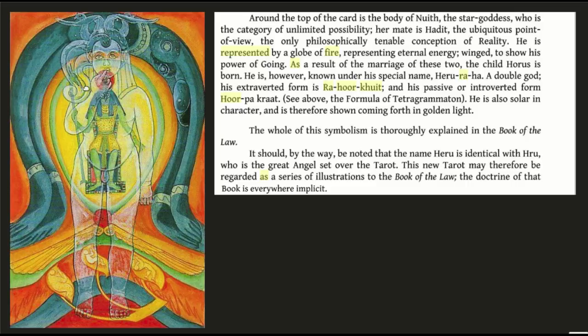So that is the symbolism of the card. And what's important here for what we're going to look at is we have Nuit as the sky god and Hadit as the masculine principle that's going to come, her mate, and bring forth the Aeon of Horus through a cosmic sexual act.